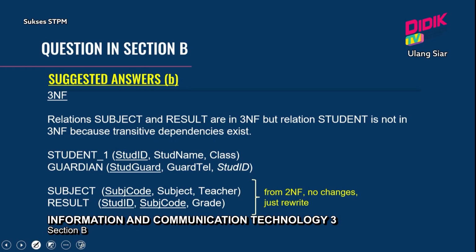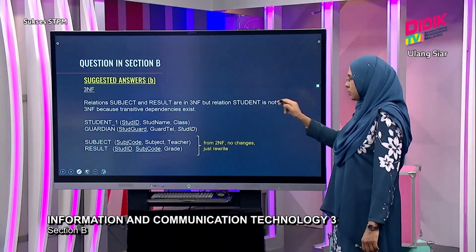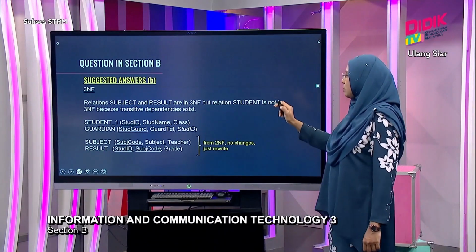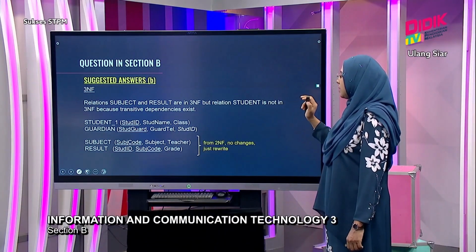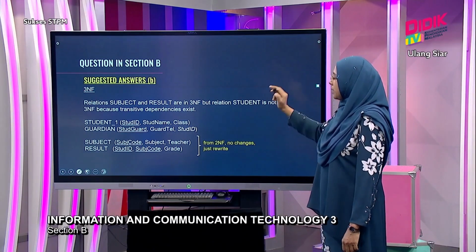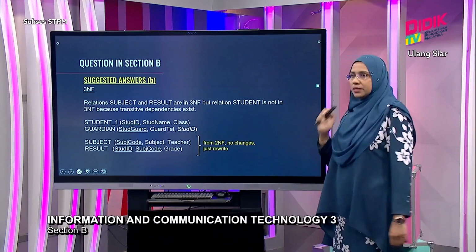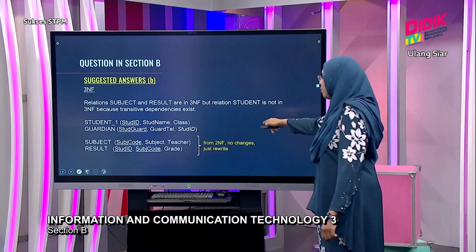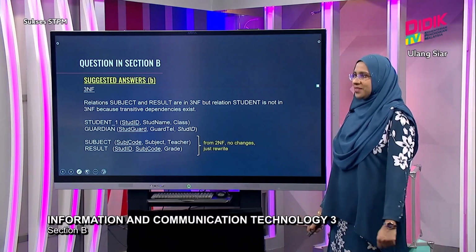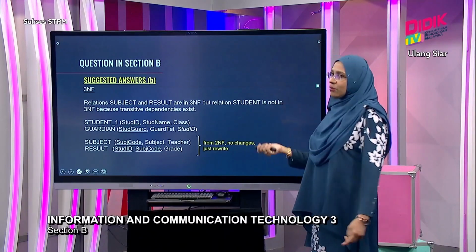And then you cannot use the student relation name. You must rename it. So I put student 1. Cannot use the same name. Okay, so in student 1, I take out the guard telephone and student guard, so it will be in a different relation. Okay, and these two, just copy back. If you miss out this one, then you lose mark. That's why I highlighted here. If no change, just rewrite.